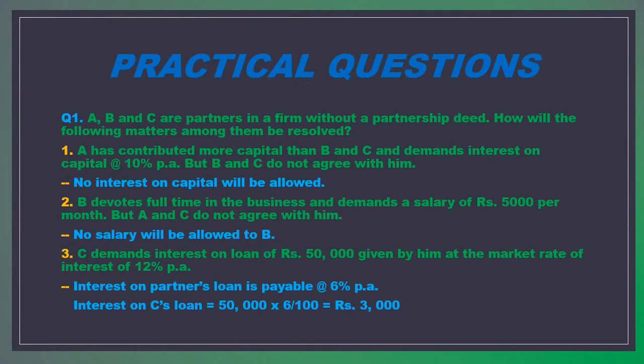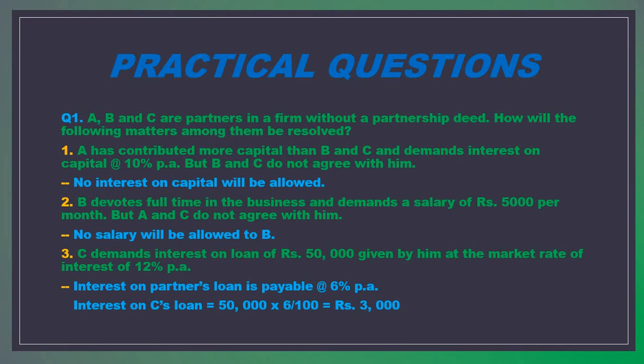Practical questions. Now, let us solve some questions on the basis of the topics you have learned so far. A, B, and C are partners in a firm without a partnership deed. How will the following matters among them be resolved? First, A has contributed more capital than other partners and demands interest on capital at 10% per annum, but B and C do not agree with him.